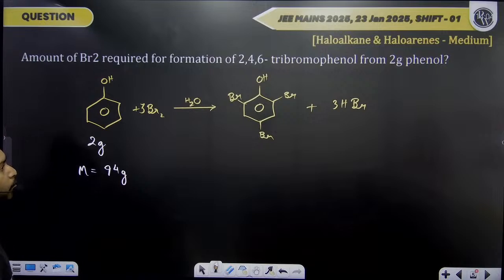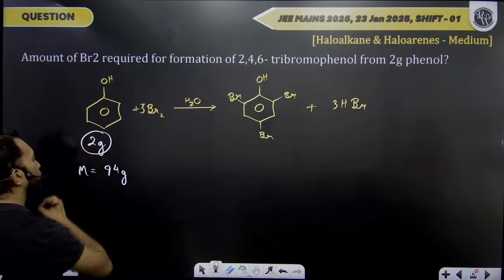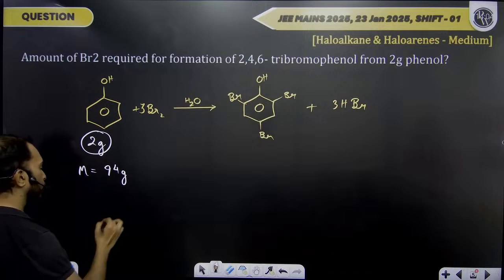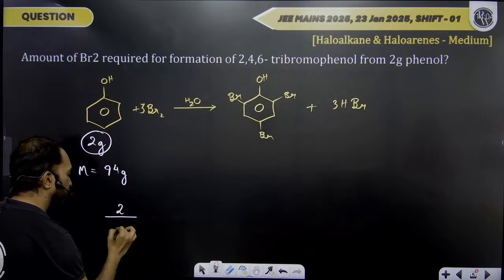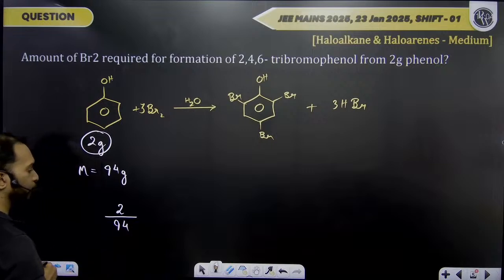It will come out to be 94 grams. 2 grams is taken. So how many moles of phenol are there? You will say mass of sample divided by molar mass. So this is the number of moles of phenol.